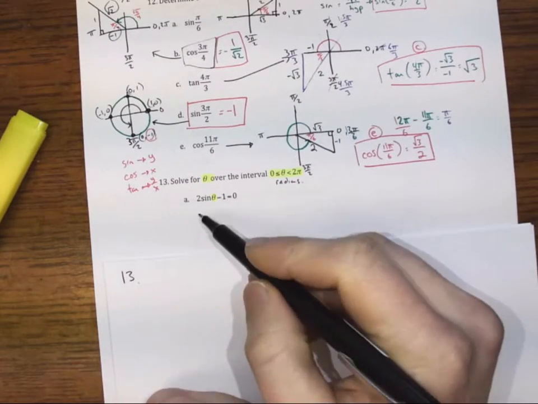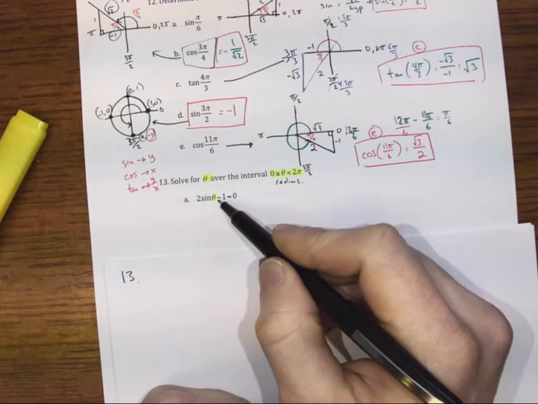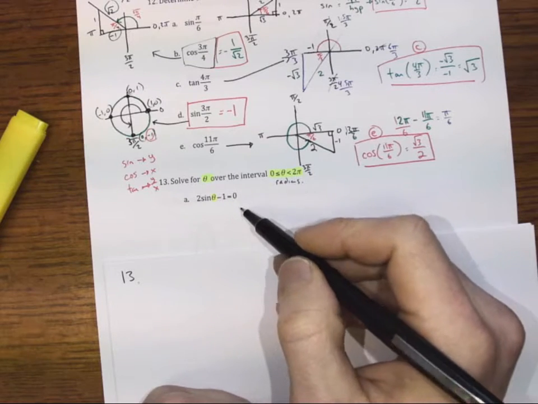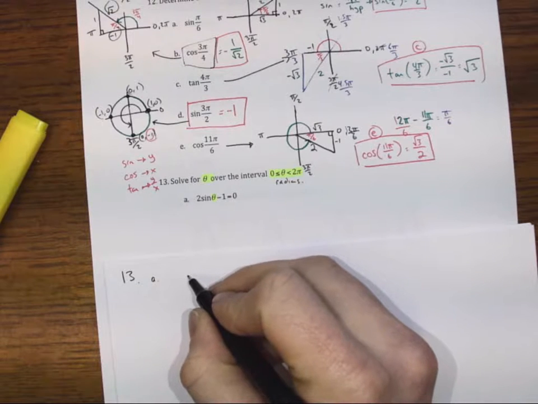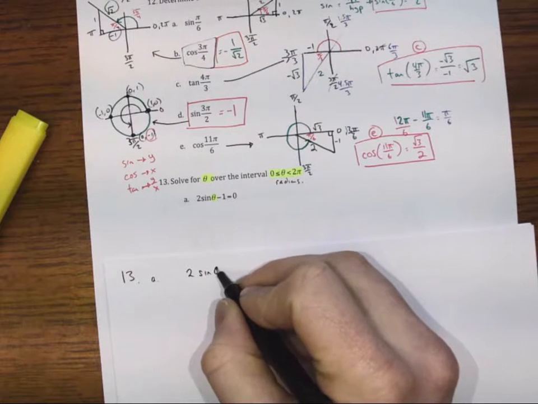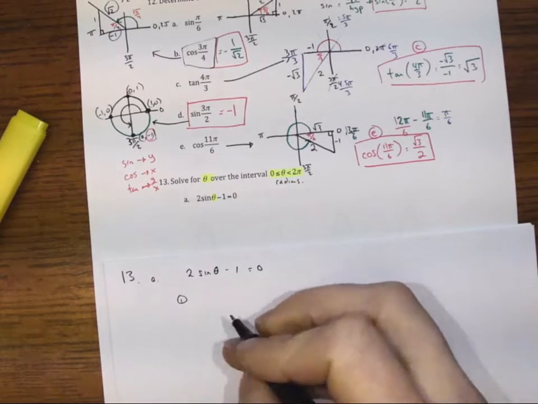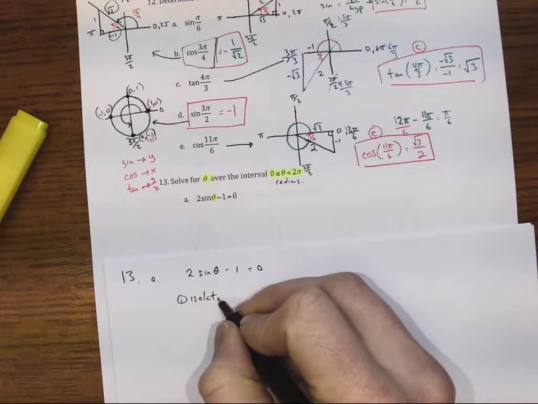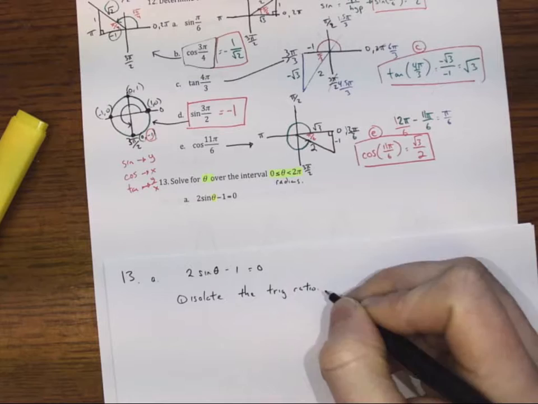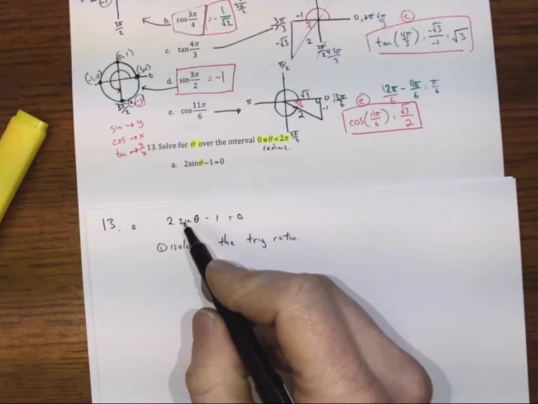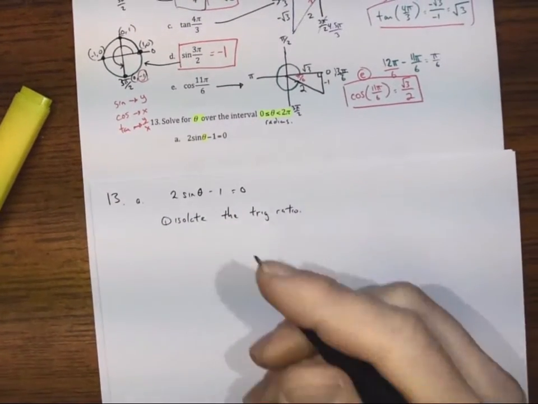All right, and so to solve a question like this, we've got 2 times sine of some value minus 1 is 0. And so what we want to do in general, let's write out some steps here. Okay, so I'm going to write out 2 sine theta minus 1 equals 0. So stage 1 should be to isolate the trig ratio. Okay, so that means we're going to treat this sine theta kind of like an x. We're not going to isolate theta itself right now.